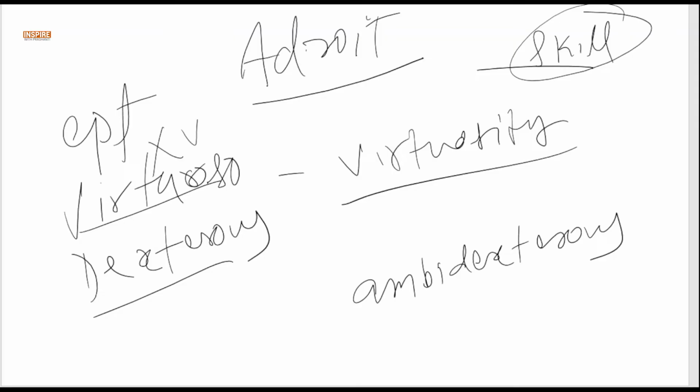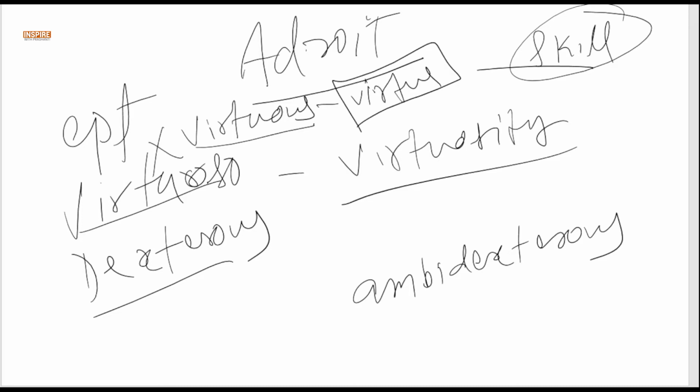I just warn you not to get confused with virtuoso and virtuous. So virtuous is morally high. If you remember earlier videos, we talked about when you're morally good or morally high, then you use the word virtue itself, and virtue word relates to being morally.